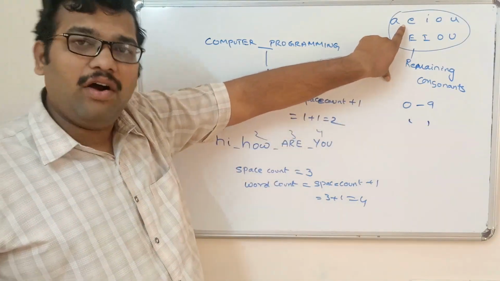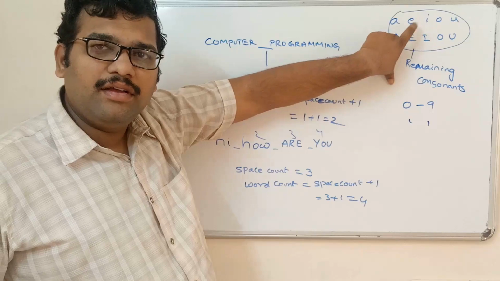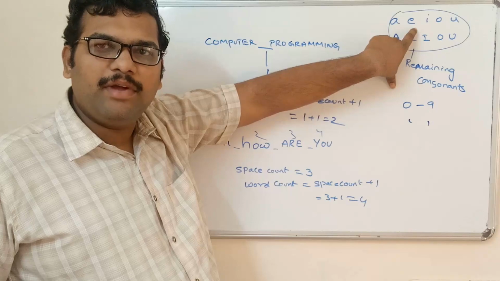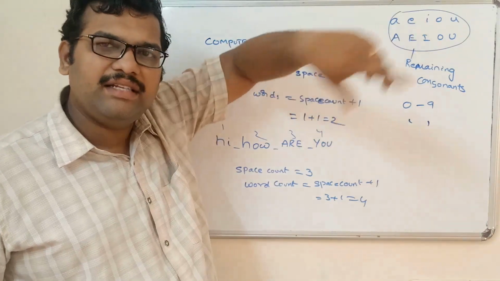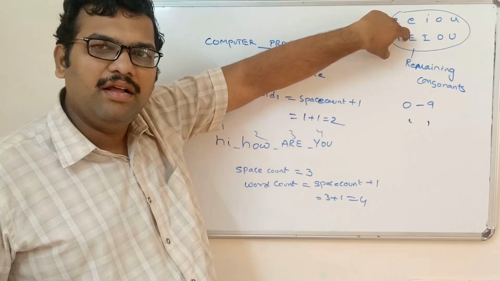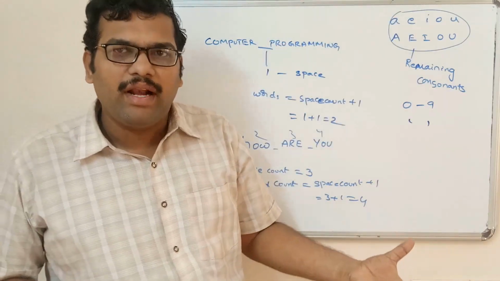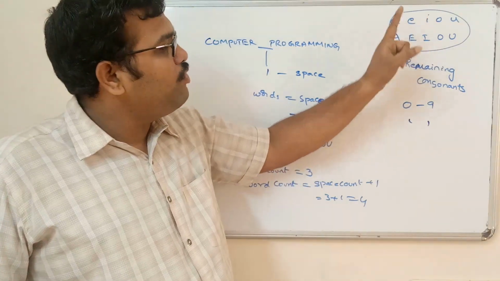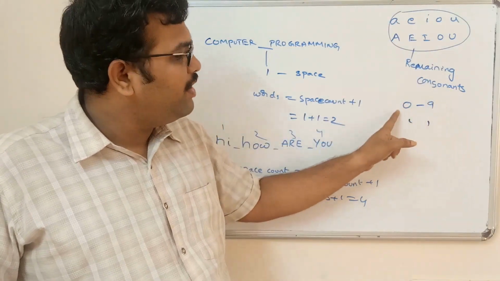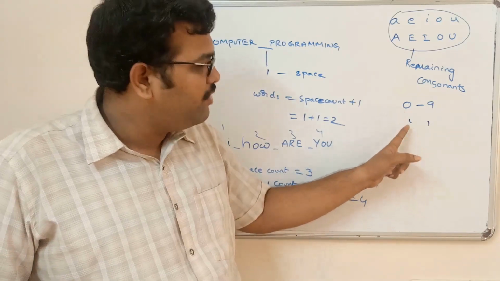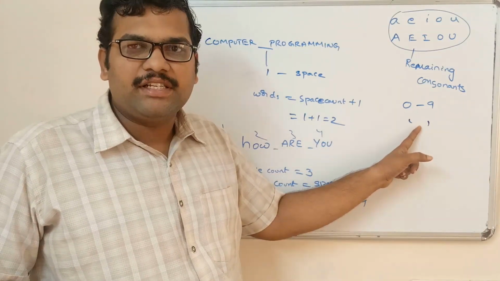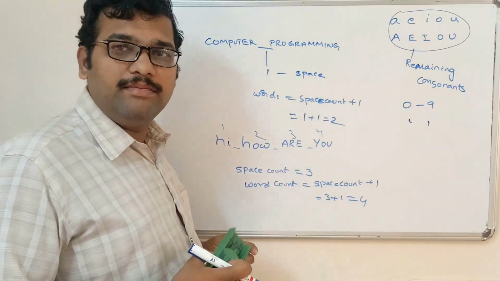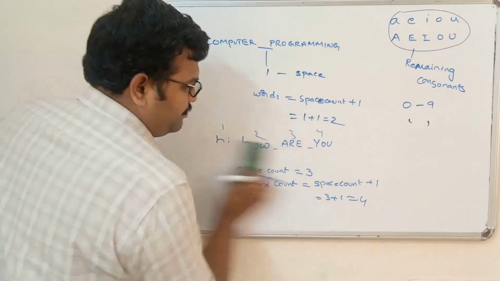So first we have to check all the characters in the given string against these alphabets. If the character is equal to one of these alphabets, then we increase the vowel count, and all the remaining characters other than vowels will be consonants. We also have to compare the numerical digits and the spaces. So there will be no separate logic for the word count. Let us see the program so that you can clearly understand.